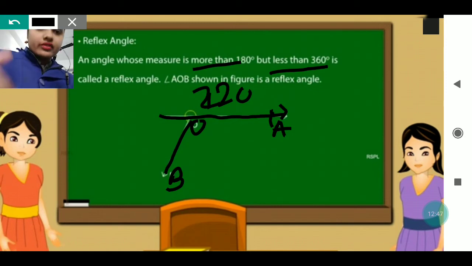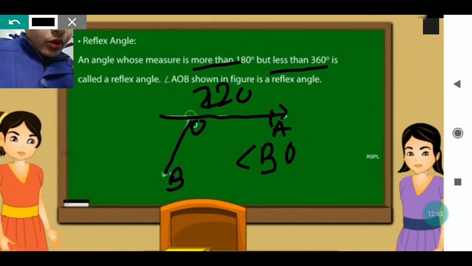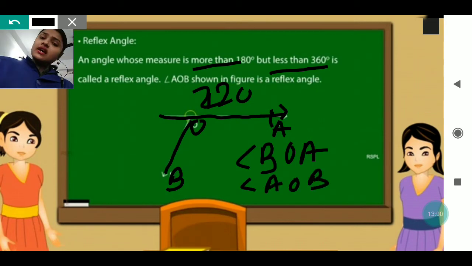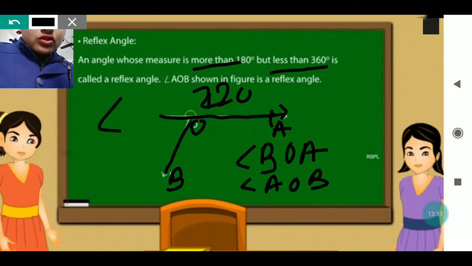Here also, when you have to write the name of this figure, you will write it as angle BOA, or else you can write angle AOB. But O is in the middle, because O is the point where these two rays are meeting. So the O will be in the middle. And for denoting an angle, we give this sign. This is the greater than sign, you can say. This sign we give for denoting an angle.